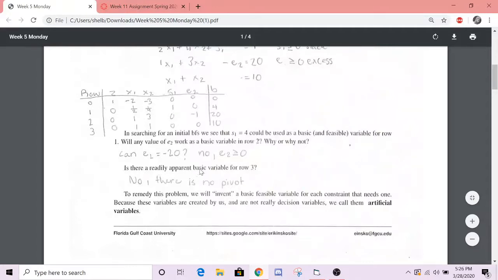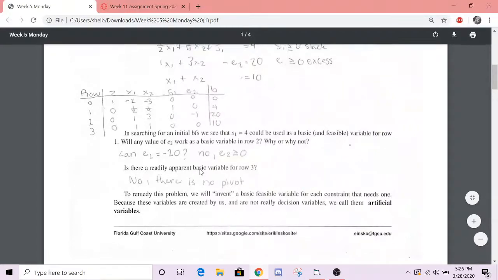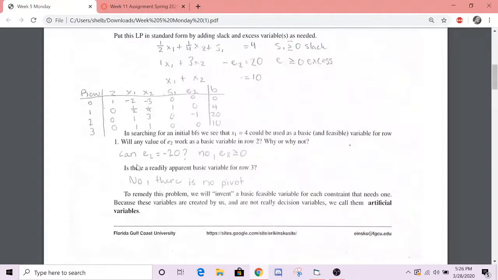And is there a readily apparent basic variable for row 3? If we look here in row 3, we don't have one because these all have numbers above them. Even though there's ones right here, there's numbers above them, and it's not so easy to make it a pivot row.